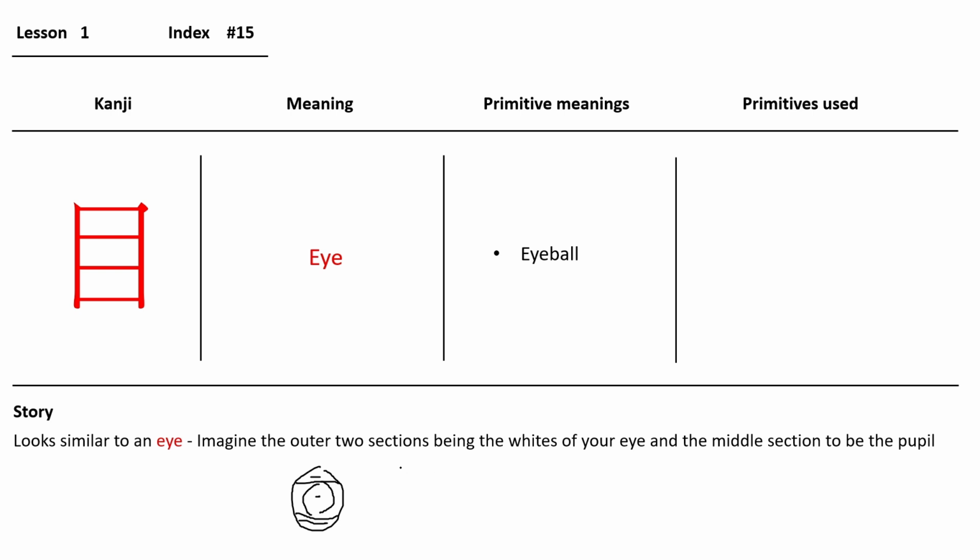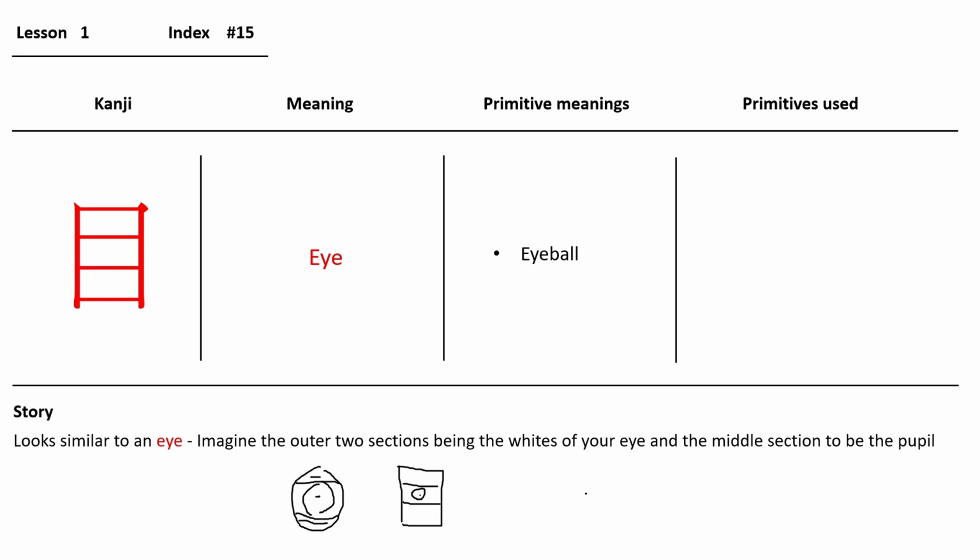So how do you write it? We again start with the first stroke, we'll do the second stroke, third, fourth, and the fifth one we'll close it. And yeah, so basically just remember those are the whites, bottom, top, and here would be the pupil. And that should be helpful for you to remember this character that means eye. And that's it. That concluded lesson one.